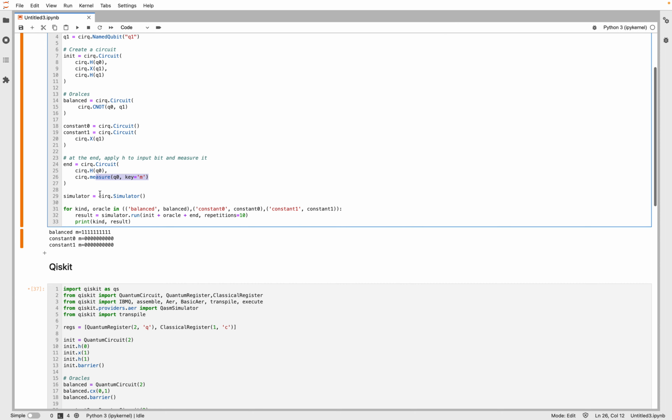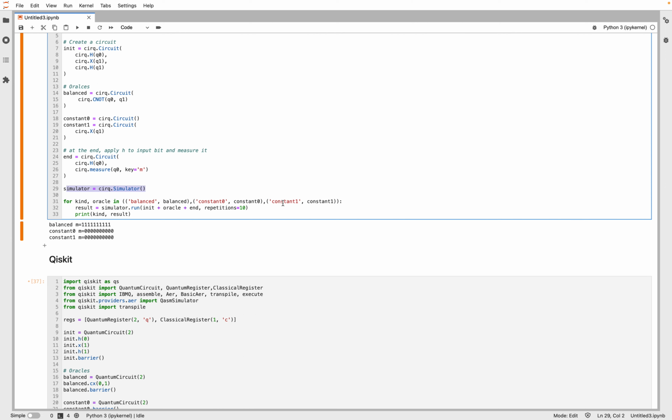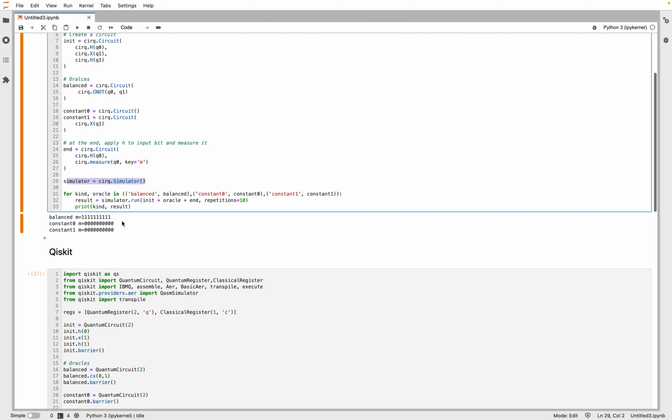and do the measurement on the first qubit. And then we go through the simulator and we look at these three possible oracles and run 10 times each. And indeed, we see that when it's balanced, we always get 1. When it's constant 0, we always get 0, and when it's constant 1, we also always get 0.